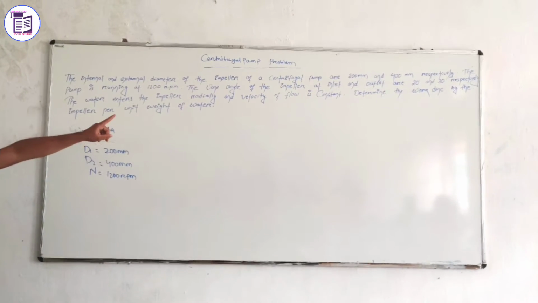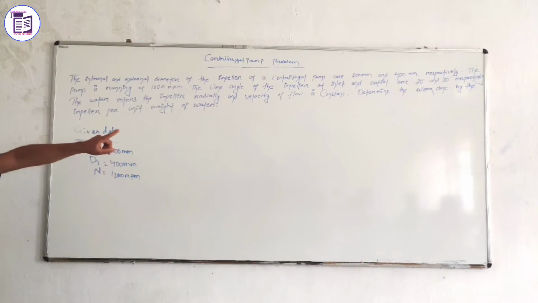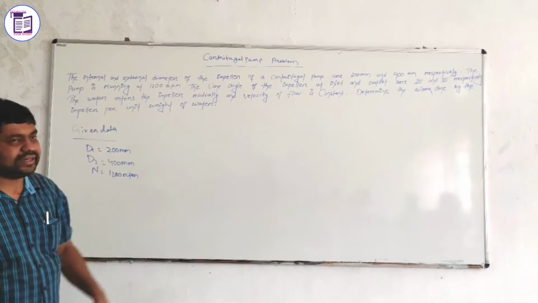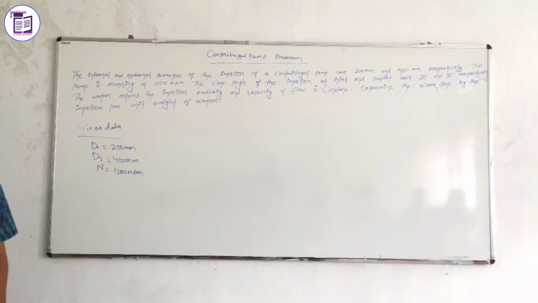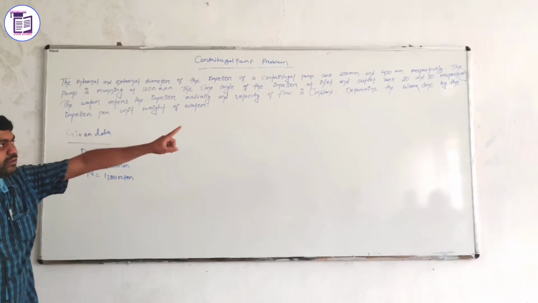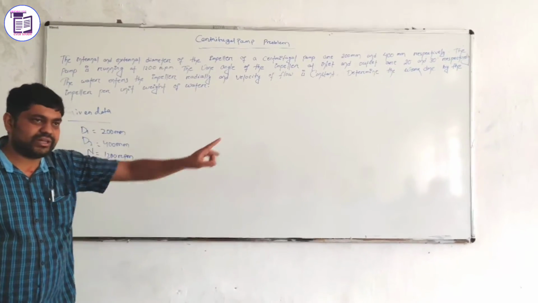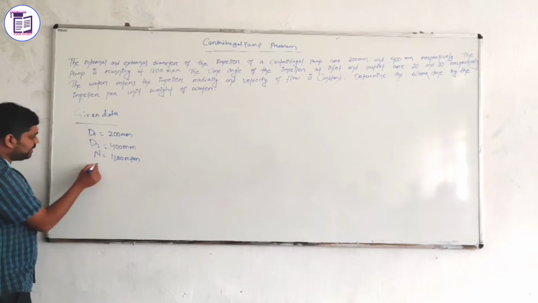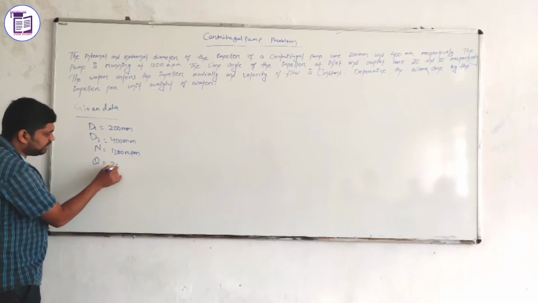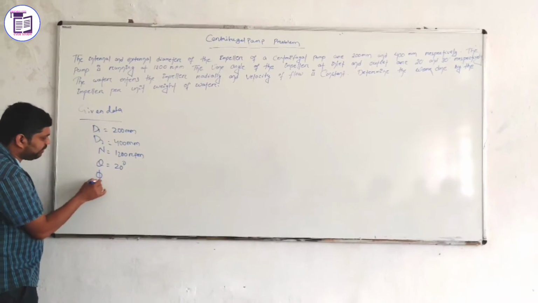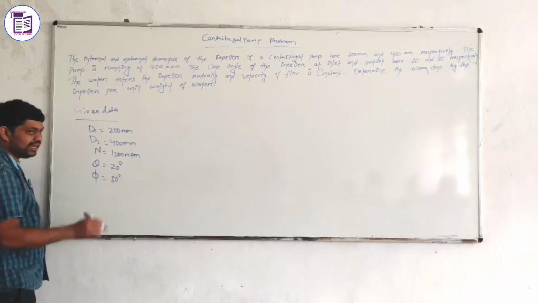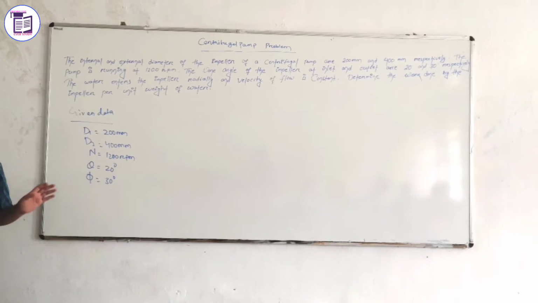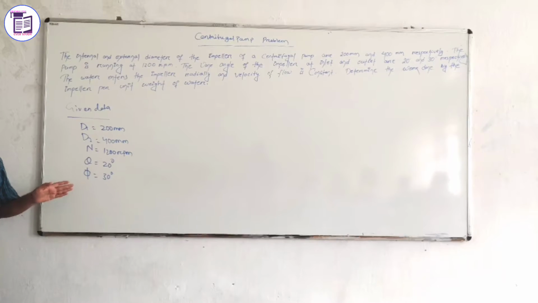The bend angle of the impeller at inlet and outlet are 20 and 30 degree respectively. So the bend angle is given for inlet and outlet as 20 and 30 degree. So what does bend angle mean? Theta is given as 20 degree and phi is given as 30 degree. The blade angle at inlet and outlet is 20 degree and 30 degree respectively.